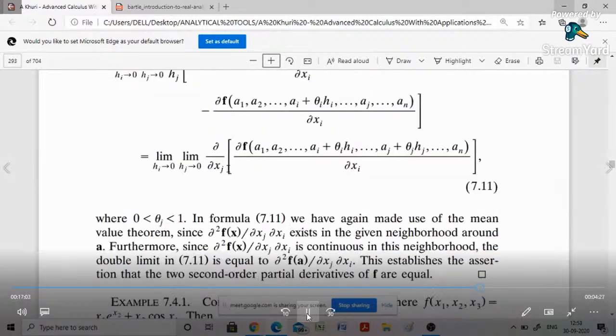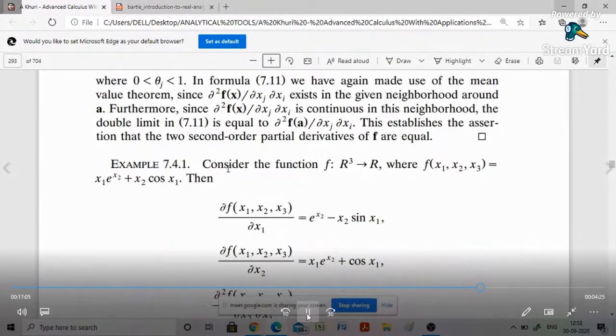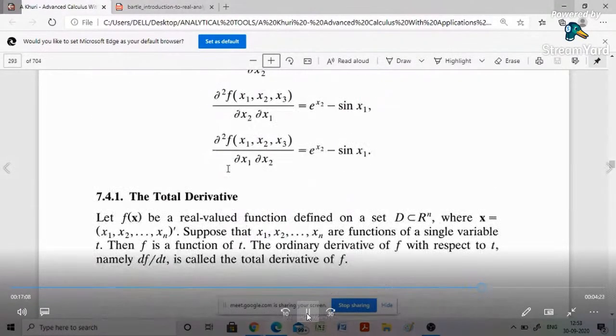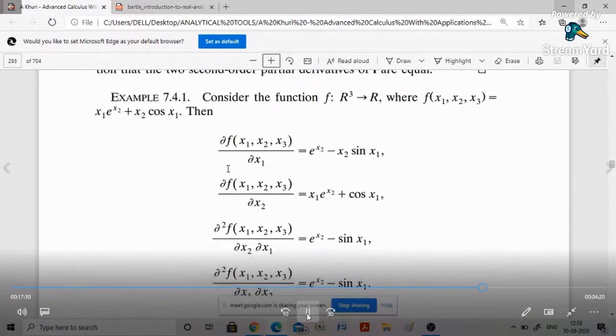Obtaining first and second partial derivatives. Let us consider this example. Consider f from R3 to R, that is f(x1, x2, x3) equals x1 e^(x2) plus x2 cos x1. First, the partial derivative of this function. This is a one-dimensional function. The domain is 3-dimensional, but the function is 1-dimensional, so we can easily find the derivatives.